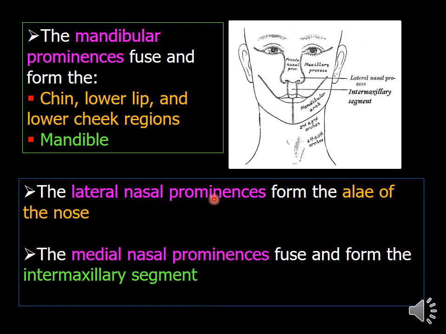The lateral nasal prominence forms the ala of the nose, whereas the medial nasal prominence is fused at the midline, forming the intermaxillary segment, as I mentioned before, which gives three structures, which are the philtrum of the lip, the premaxillary part of the maxilla, which carries the four incisor teeth, and also the primary palate.